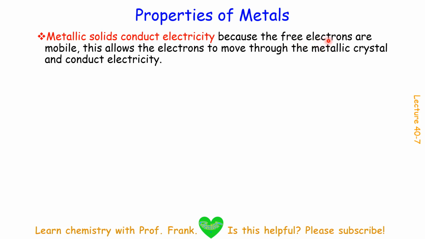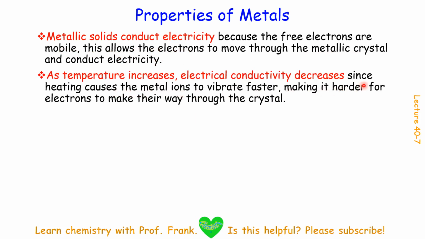Because electrons in metallic crystals are mobile, they flow inside metallic crystals. That's why metals conduct electricity. However, heat causes metal ions to vibrate faster, making it harder for the electrons to make their way through the crystals. That is why when temperature increases, conductivity decreases.